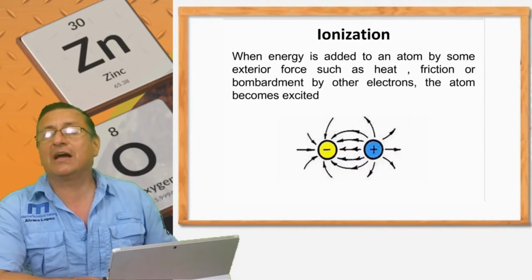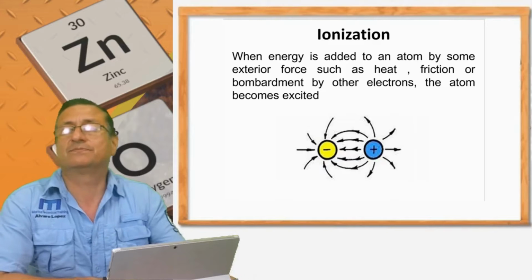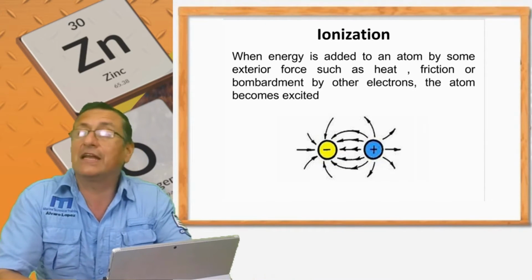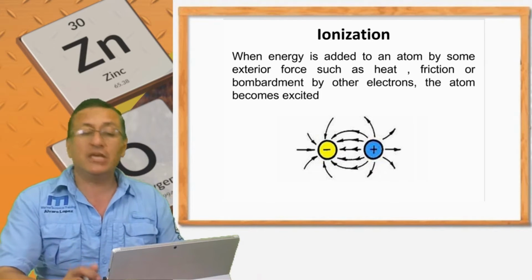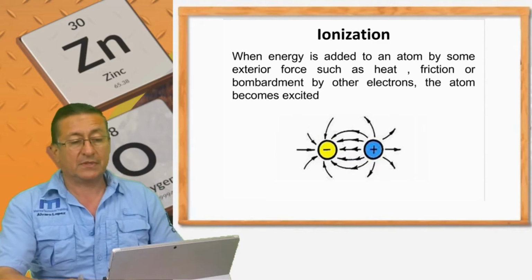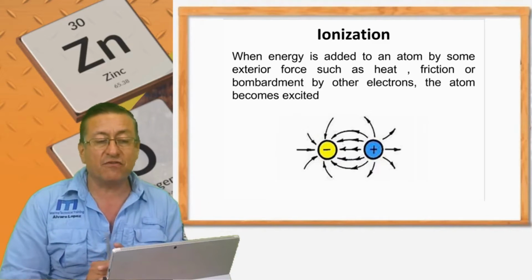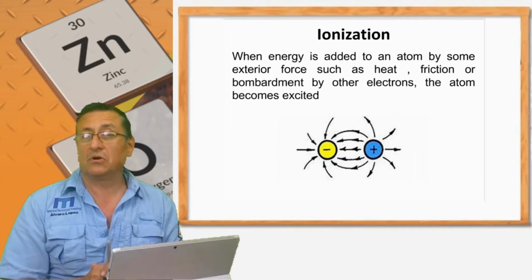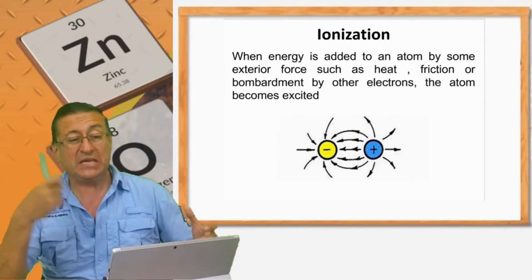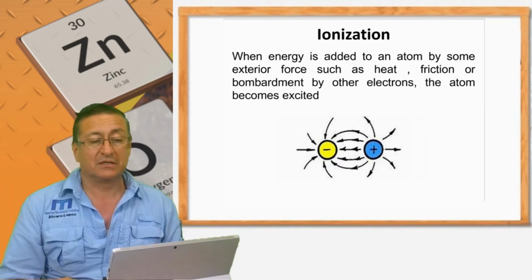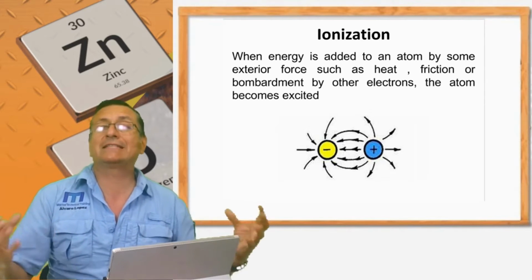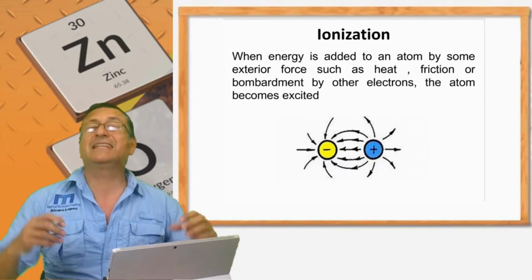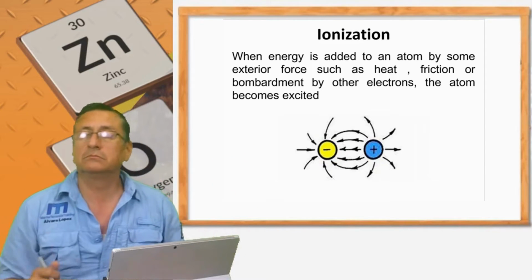And now we are going to talk about ionization. What is the meaning of ionization? And we are going to check different examples. When energy is added to an atom by some exterior force, for example heat, friction, or if you inject a flow of electrons, the atom is now excited. Ionization is the excitation of the atom. Simple.